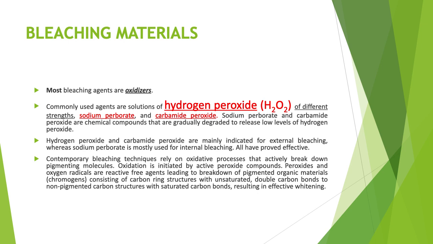All or most of bleaching materials are oxidizers. They are strong oxidizing agents. The most commonly used one is hydrogen peroxide or H2O2. It can be used as hydrogen peroxide or you can use one of its precursors such as sodium perborate or carbamide peroxide. Both will degrade over time, releasing low levels of hydrogen peroxide over a long time.